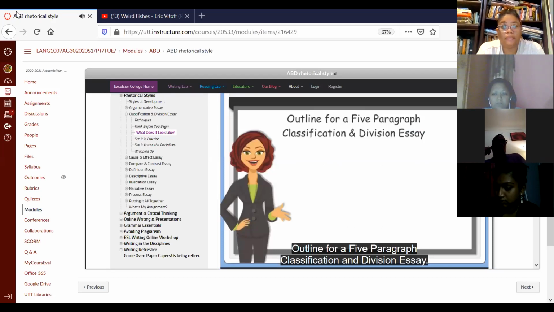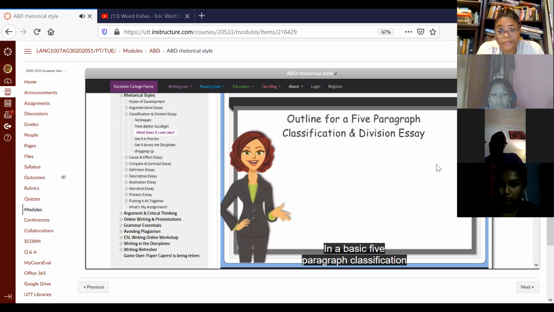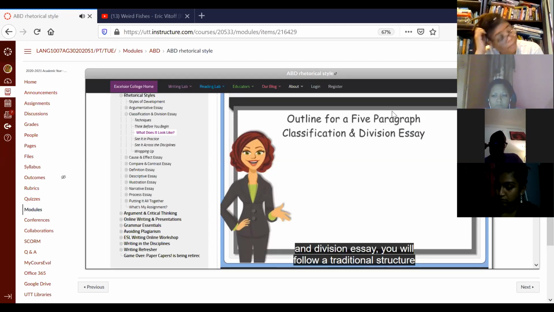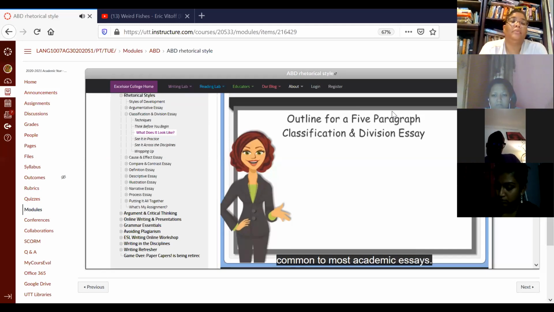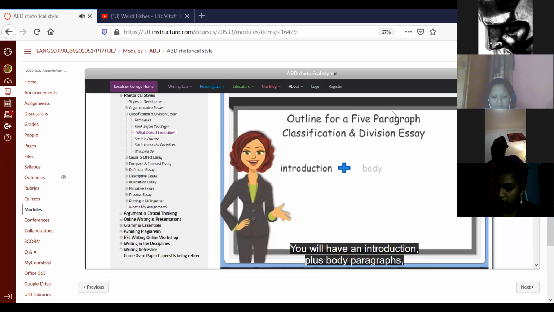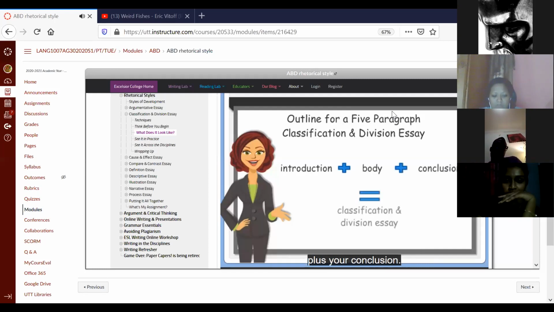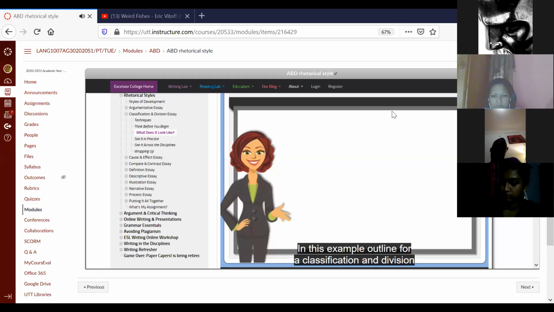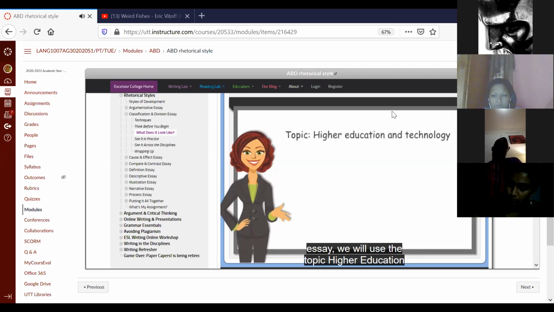Outline for a 5-paragraph classification and division essay. In a basic 5-paragraph classification and division essay, you will follow a traditional structure common to most academic essays. You will have an introduction, plus body paragraphs, plus your conclusion. In this example outline for a classification and division essay, we will use the topic Higher Education and Technology.